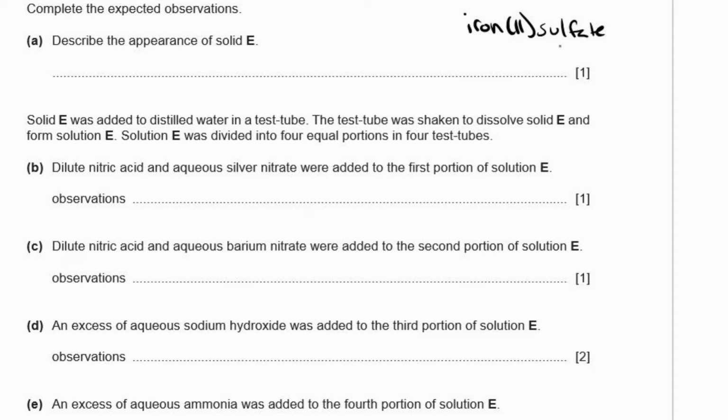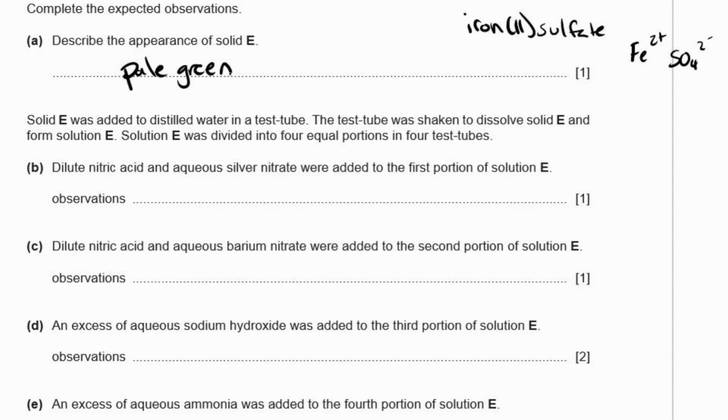So we're looking for the Fe2+ ion, and we're looking for the SO4 2- ion. Okay, the sulfate ion, the iron and the sulfate. A, describe the appearance of solid E. Okay, well, the iron sulfate solid is a pale green solid.